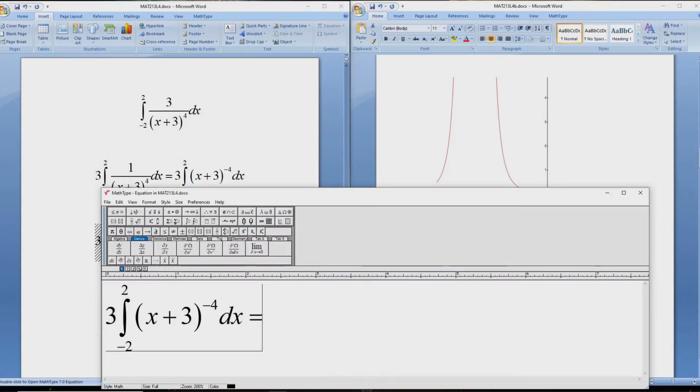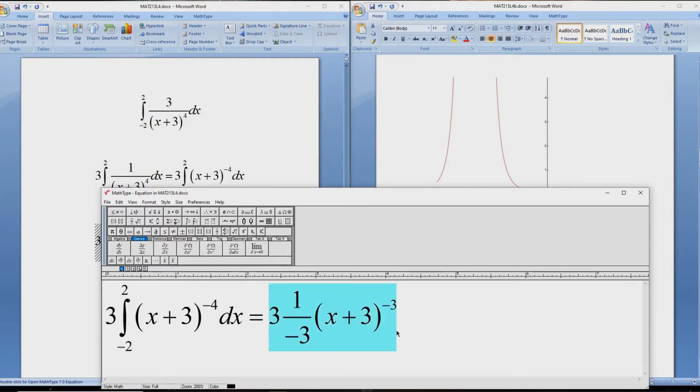So we will get that antiderivative. Remember, we add 1 to the exponent. So minus 4 adding 1 will go to minus 3. And then remember, we always have to divide by that new exponent. So this is our antiderivative.